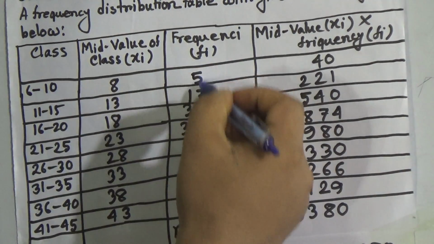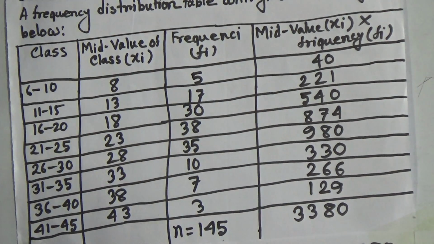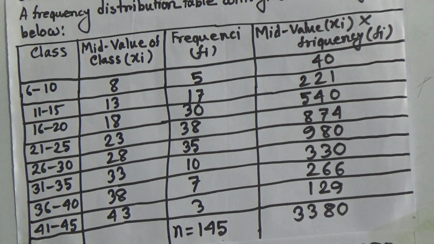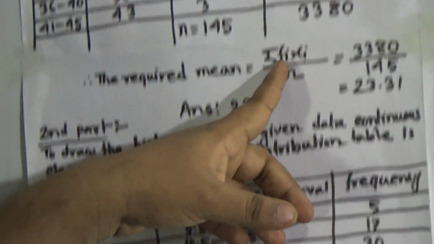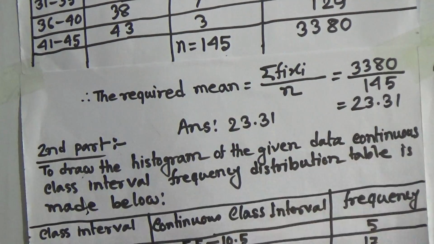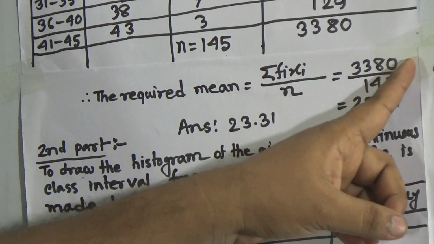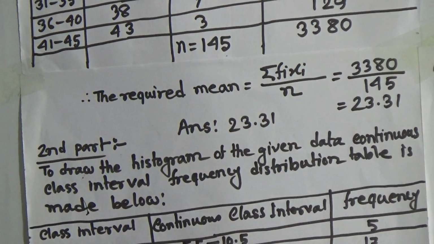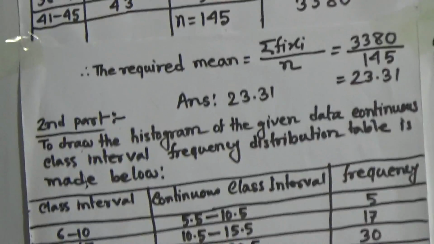Okay, frequency, that means we do addition of these numbers and we get n equal to 145. We do addition of these numbers and we get 3380. Now the required mean equals summation of f_i x_i divided by n. Here summation of f_i x_i is 3380 and n equals 145. We divide 3380 by 145, we get 23.31, and this 23.31 is the required answer of the first part of question number 10.